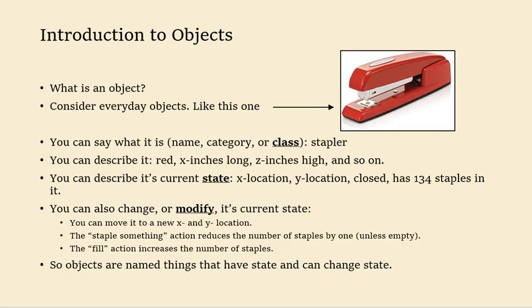And you can also modify its state. You can move it. That would change its X and Y location. You can staple something. That would reduce the number of staples it has. You can fill it up. That would increase the number of staples that it has. So basically what we have, an object is a thing that has state and can have its state modified.